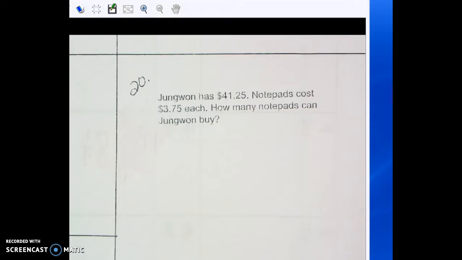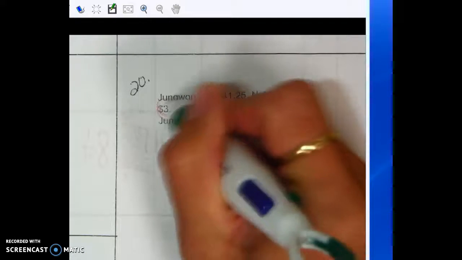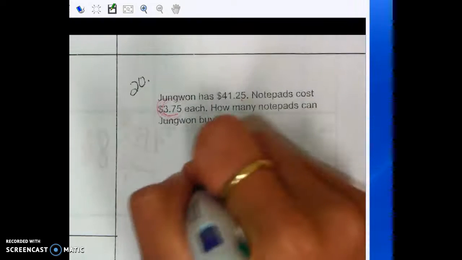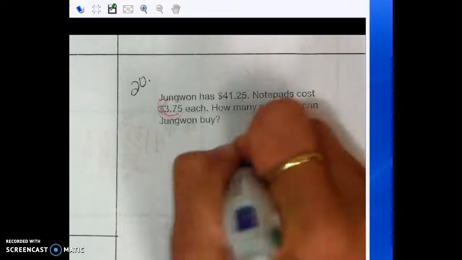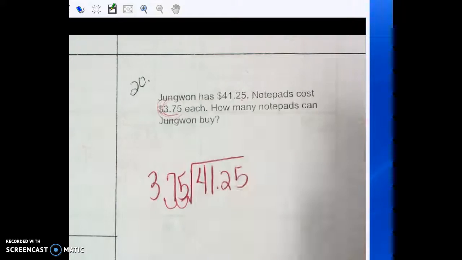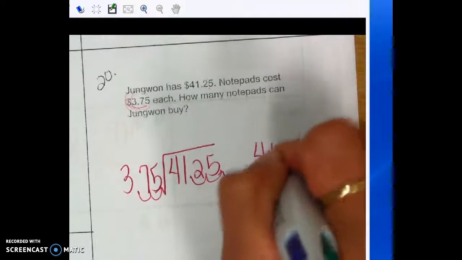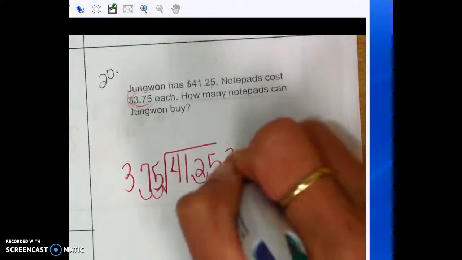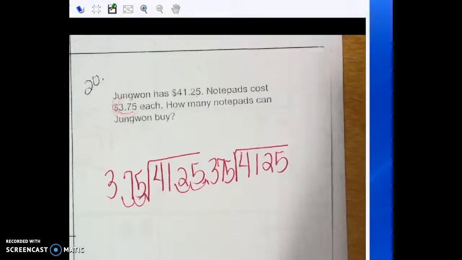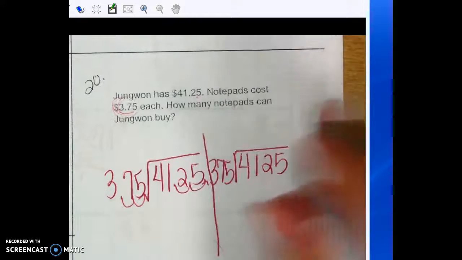Jungwon has $41.25. Notepads cost $3.75. How many notepads can he buy? So we want to know how many of these will fit in there. So you can divide it. Okay, don't forget we cannot have a decimal point out here on the outside. So we move that one over twice, which means I'm going to move that one over twice. So I end up having 4,125 divided by 375. So now you just divide.